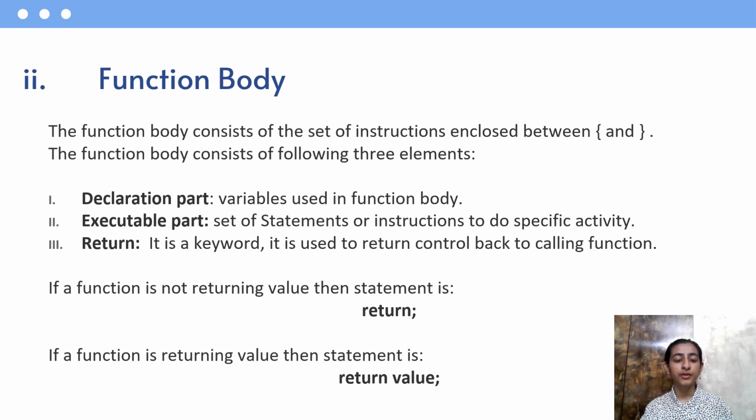Next, we have the second part of the function definition, that is function body. The function body consists of the following three elements: declaration part, executable part, and return. In declaration part, variables used in function body. Executable part, set of statements or instructions to do a specific activity. Return is a keyword which is used to return control back to the calling function. If a function is not returning a value, then the statement is return. If a function is returning a value, then the statement is return value.